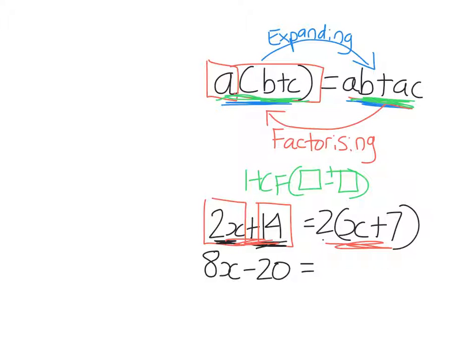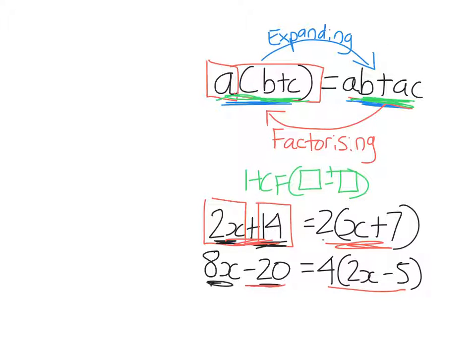Same thing. So the highest common factor of this term and this term, highest common factor of 8 and 20 is 4. What do I times by 4 to get 8x? That's 2x. It's just 8x divided by 4. What do I times by 4 to get not 20, but negative 20? And that is negative 5. Once again, if I expand my answer here, I'll get back what I started.